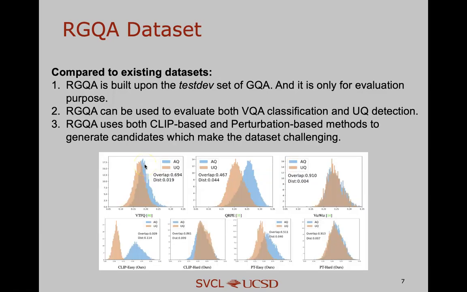We further show the distribution plot of CLIP similarity score between images and questions for both previous datasets on the first row and our datasets on the second row. For clip-hard and PT-hard, we have a large overlap between answerable and unanswerable image-question pairs, which makes them challenging.